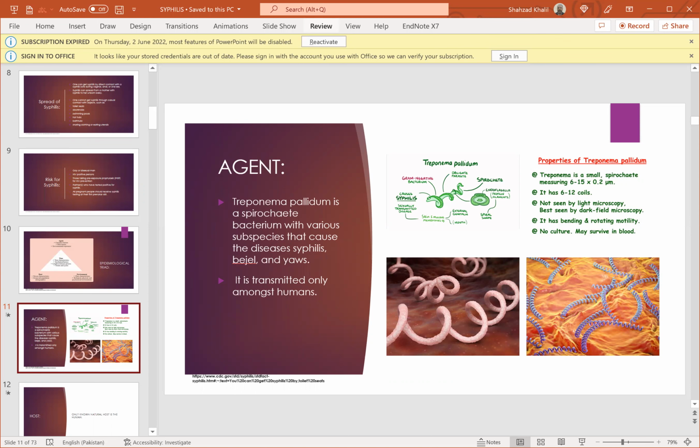So the properties of Treponema pallidum are: it is a small spirochete measuring 6 to 15.2 micrometers. It has 6 to 12 coils, not seen by light microscopy, best seen with dark field microscopy. It has bending and rotating motility. There is no culture; it may survive in blood. As you can see, it is gram-negative, an obligate parasite. It is a spirochete. It has endoflagellum, has protein which leads to a spiral shape.